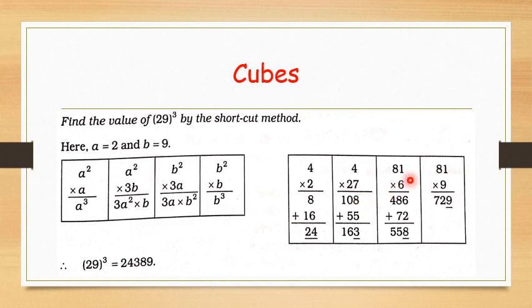Now in the next column we have to write b square into 3a, that is 3ab square. The square of b, 9 times 9 is 81, and 3a, that is 3 into 2, is 6.